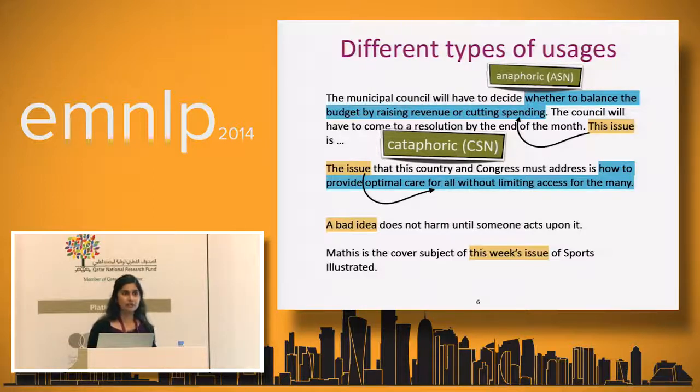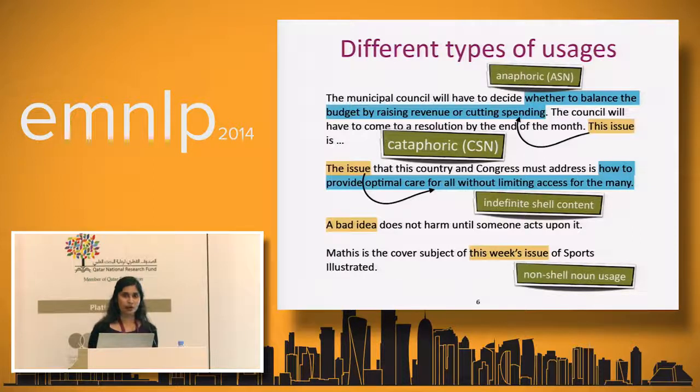That said, there are other usages of shell nouns as shown in the last two examples. In the third example, a bad idea does not harm until someone acts upon it. The shell content of a bad idea is indefinite, and a computational system cannot do much with such examples. Then the last example demonstrates a non-shell noun usage. In this example, the noun issue is used with its publication sense, and it's not a shell noun usage. And the focus of this paper is resolving cataphoric shell nouns, that is CSNs.